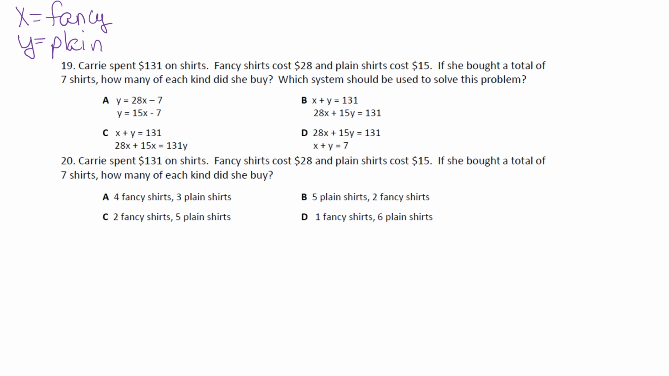So we're looking first at the fact she spent $131. So we want to take our money and add that up so that it equals the 131. So that would be $28 for the fancy shirts, which is the x, plus 15 for the plain shirts, which will be your y, equals 131. Then you have a total of 7 shirts, so the two types of shirts together add up to equal 7. So x plus y equals 7. So then when you look for your equation, you should have chosen D.